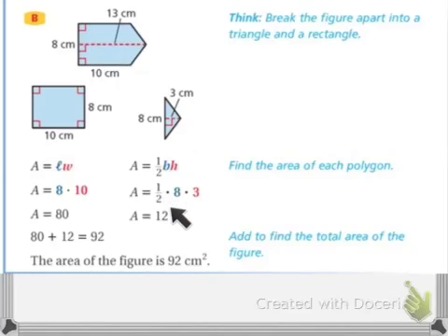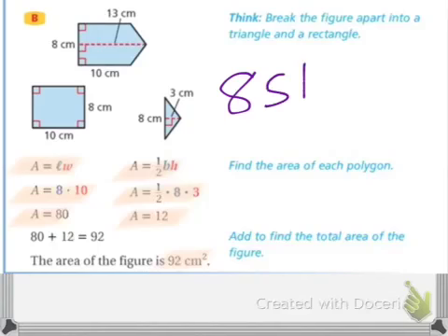They solve. 8 times 3 is 24. If I divide that by 2, I get 12. 80 plus 12 is 92. So now I know that the area of this whole figure is 92 centimeters squared. Again, if I were to highlight what you need, it would be 1, 2, 3, 4, 5, 6, 7, and then 8, if you count the label as different. So 8 steps.